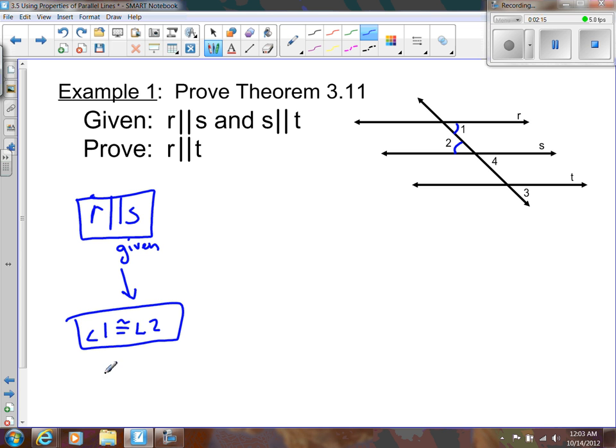Okay, angle 1 and angle 2 are alternate interior angles. So alternate interior angles theorem says that those angles have to be congruent. Remember, the converse shows that the lines are parallel. So I know angle 1 is congruent to angle 2.